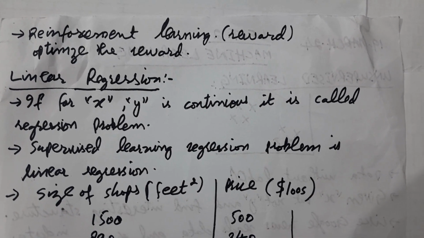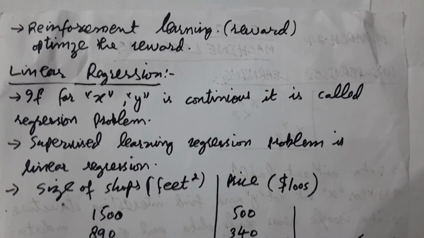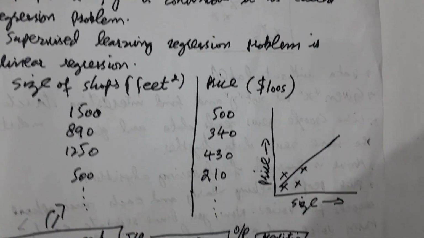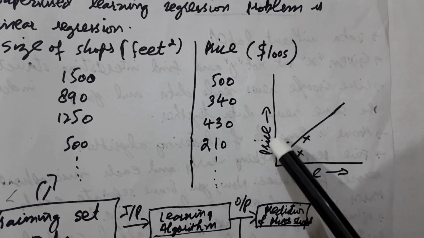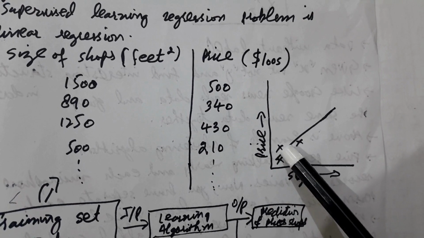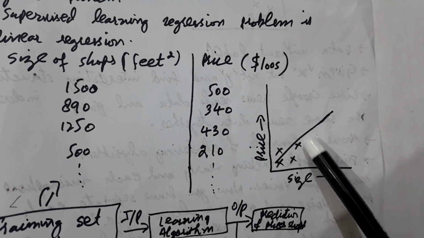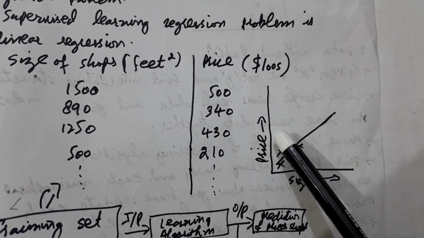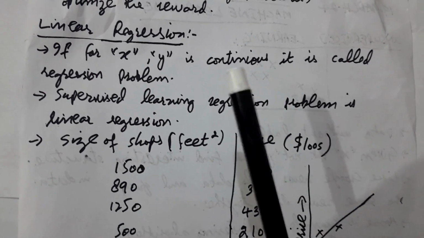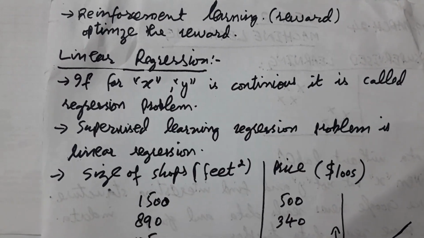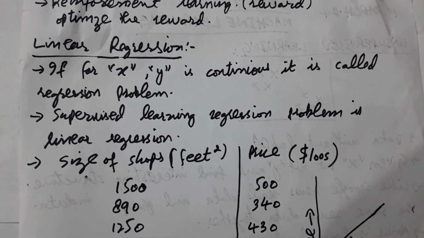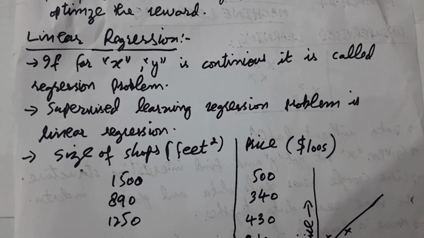If for x, y is continuous, it is called a regression problem. That means the value is continuously provided. For example, we can see the size and price of some shops. The line is continuous data. Whenever you are given some size, it has some price; some size, some price. So the data is continuous. When the data is continuous, that is a regression problem. Supervised learning regression problem falls under linear regression.